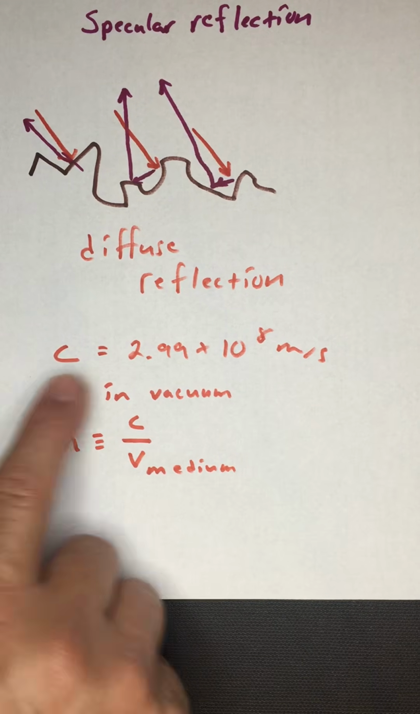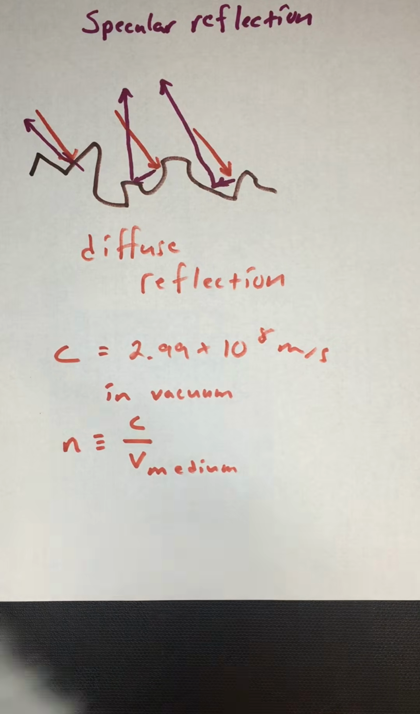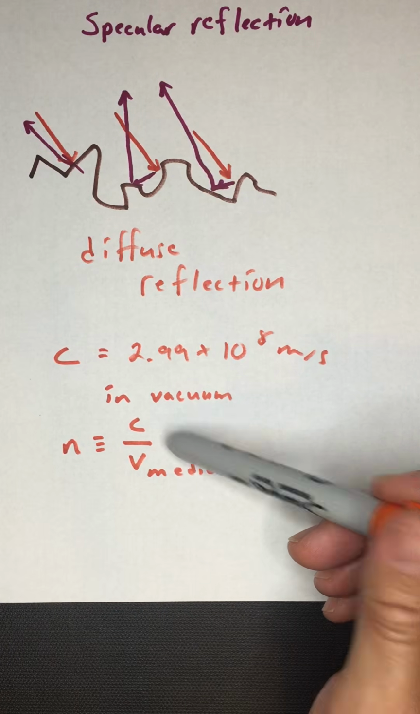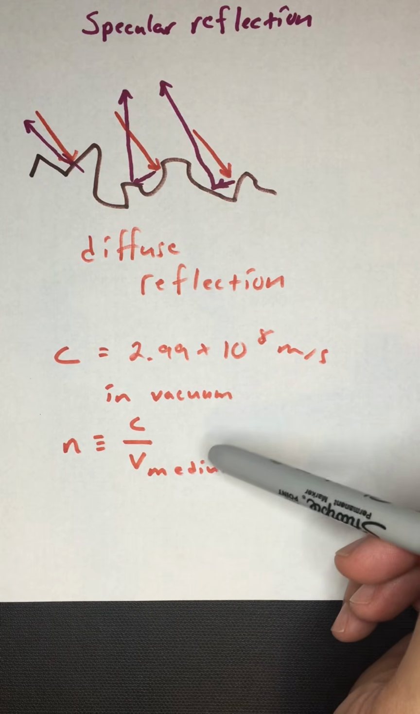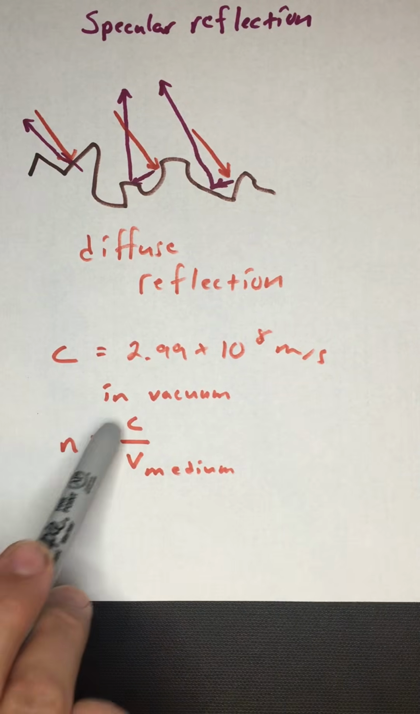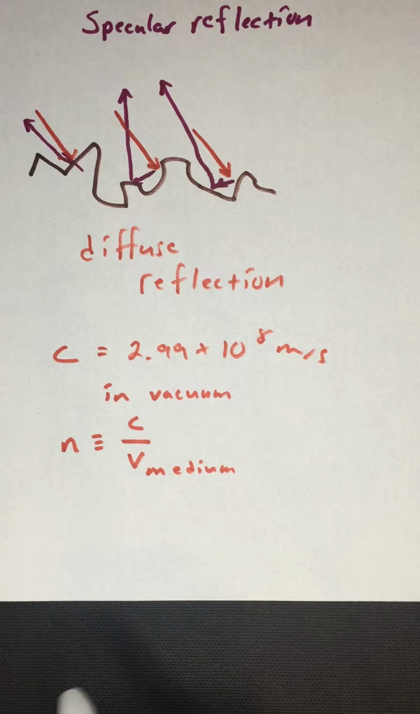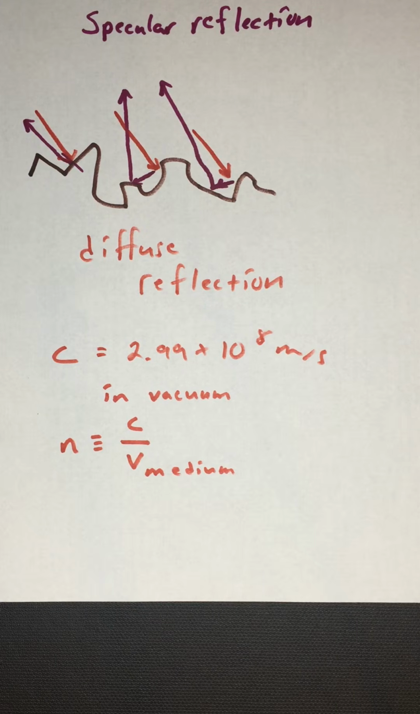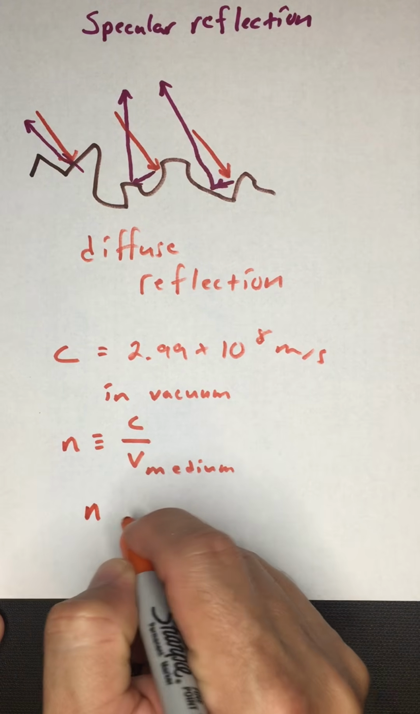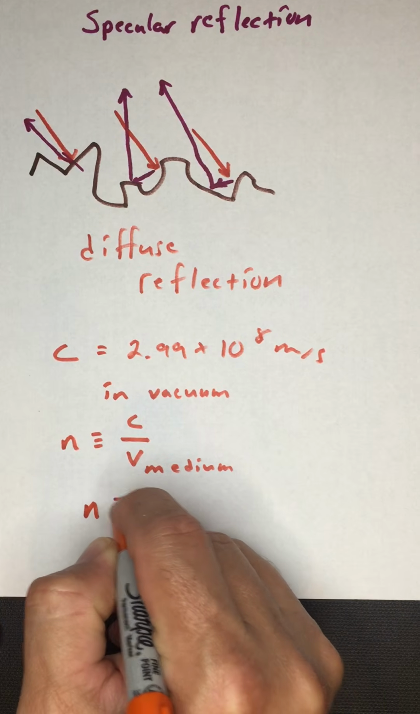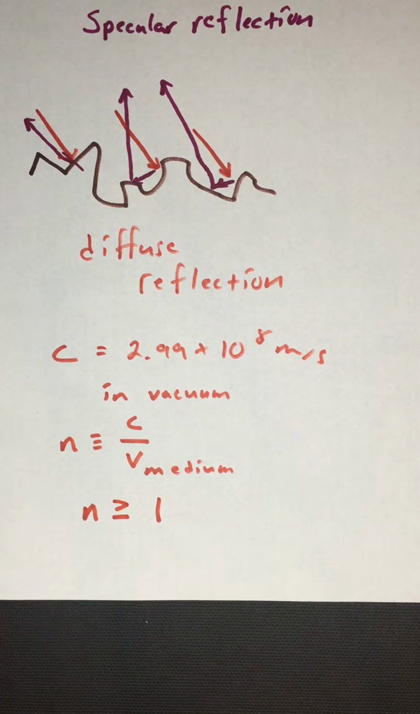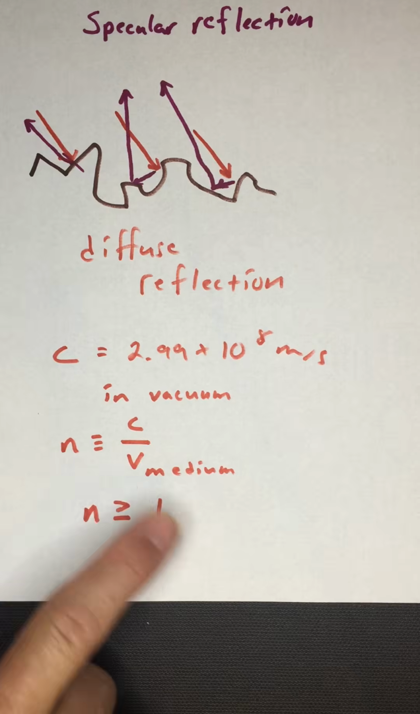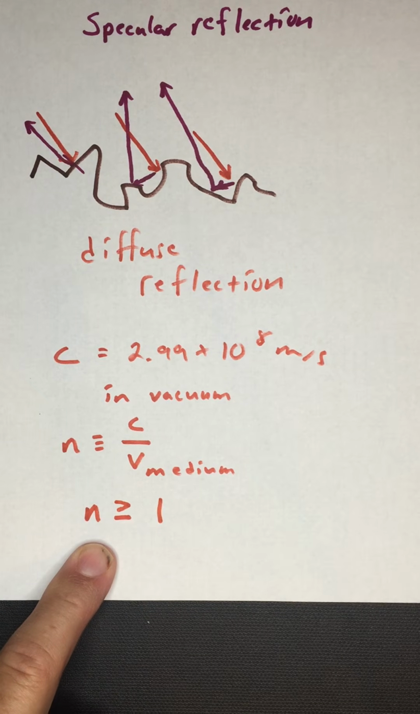If C is the fastest this is ever going to go, that means the numerator is always going to be bigger than the denominator, right? If V in the medium is always slower than C in vacuum, then the denominator here is always going to be less than the numerator. What that means, N is always greater than or equal to 1. It is dimensionless. You've got meters per second up here, meters per second down here. They're going to cancel. But the lowest N will ever be is 1.